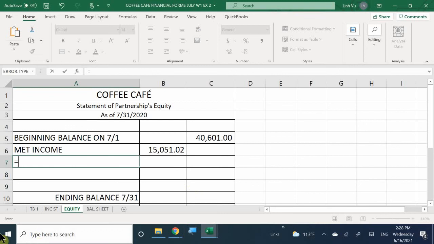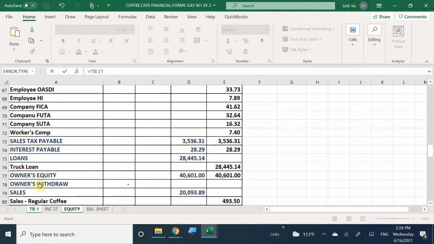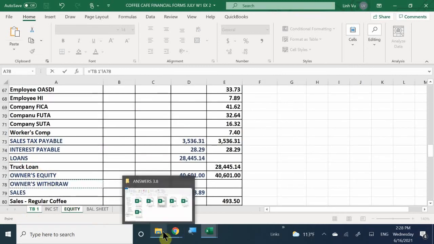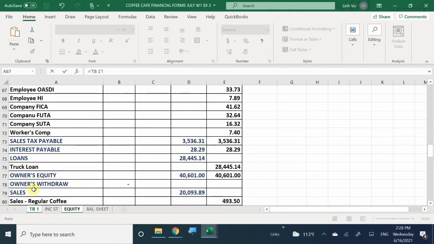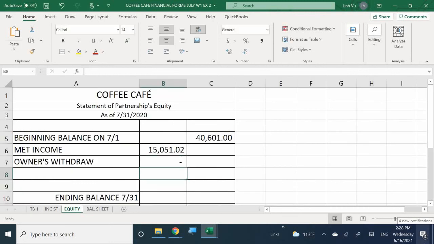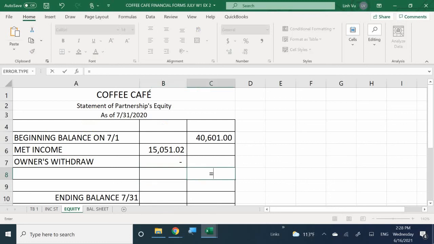Owner's withdrawal. Owner's withdrawal, right? If you take money away from your company, you need to put that into your statement of equity, okay? Which in this case, how much did I actually take away from my company? 0. Right now, I didn't take anything away from my company, so I am at 0 right there. So here, now that I solved for my net profit or my net income and my owner's withdrawal, what is the total amount that I'm going to increase my equity by?